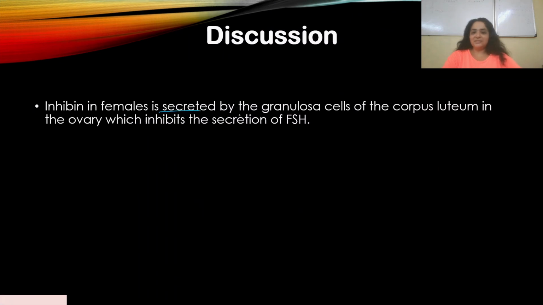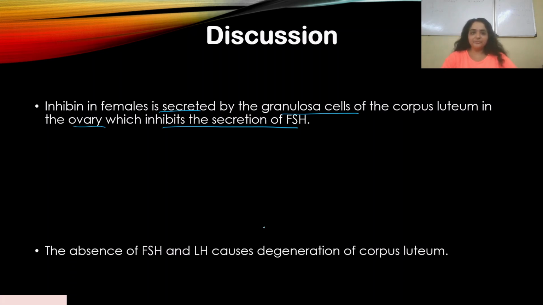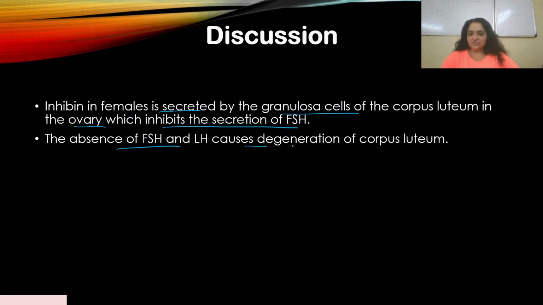So inhibin in females is secreted by the granulosa cells of the corpus luteum in the ovary, which inhibits the secretion of FSH. During the luteal phase, this happens. Obviously, estrogen and progesterone are also playing a role at the same time in inhibiting FSH and LH secretion, and they also have a role in controlling the pulse frequency of GnRH. But inhibin also plays an important role in indirectly inhibiting the secretion of FSH. So that is the function of inhibin in females. The absence of FSH and LH causes degradation of the corpus luteum.